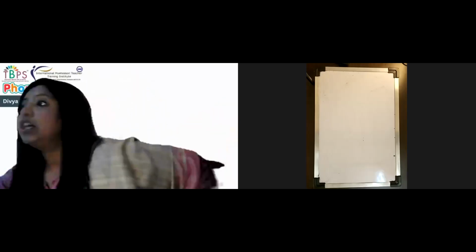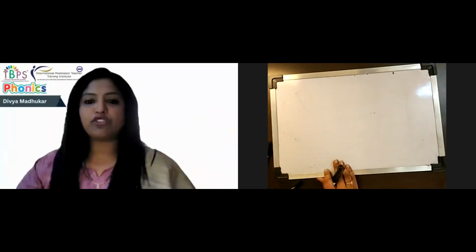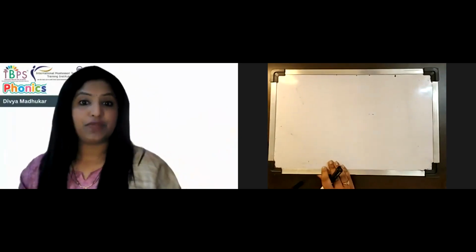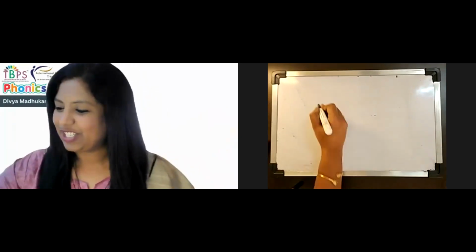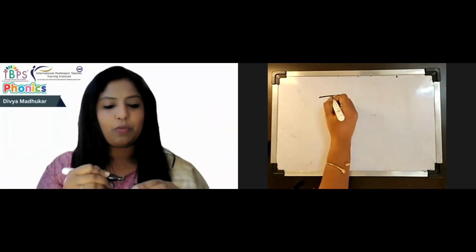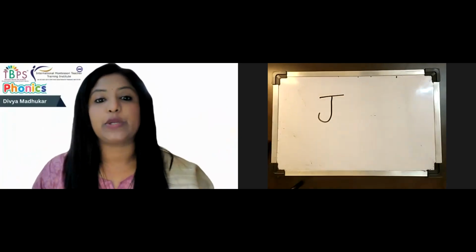And now what was the next sound that we saw? The next sound that we saw was related to our letter. Letter what? Come on, tell me what's the next sound? J. And what's the sound of my letter J? The sound of my letter J is J, right? So we could also see this particular thing.